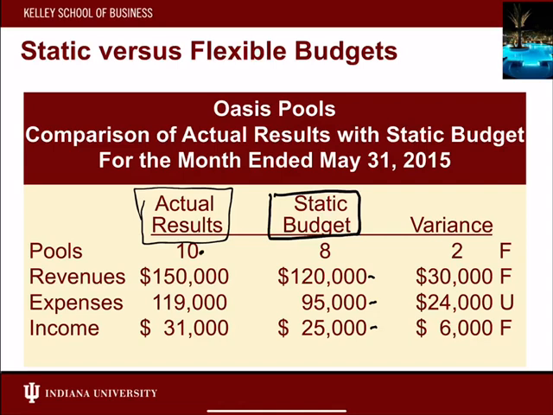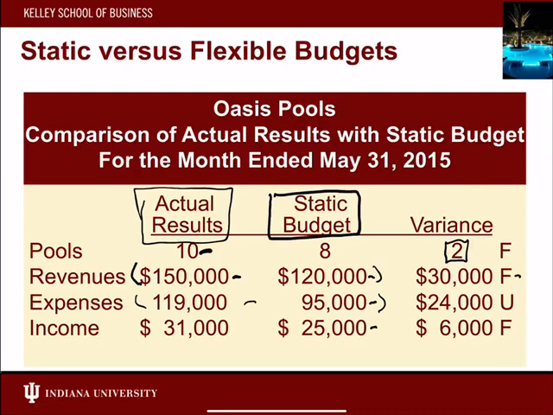What actually happened is they sold 10 pools, so that's a 2-unit favorable variance. They had $150,000 in revenues, so that's a good thing, right? It increased net income, so this is a $30,000 favorable variance, because we're just subtracting these amounts.